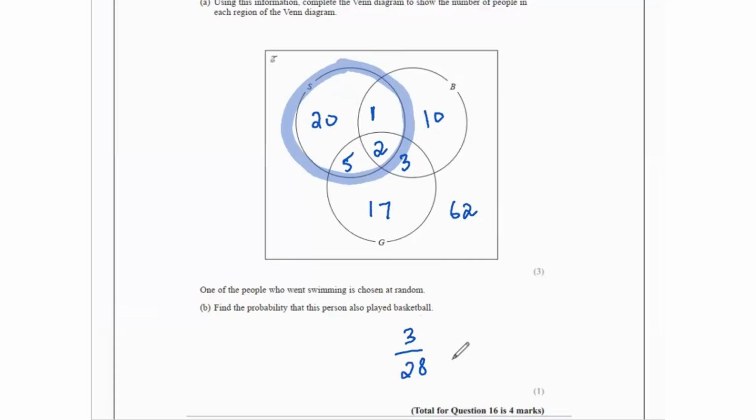When it comes to probability in a Venn diagram, you have to read your statements very carefully. If it says one of the people is being chosen randomly, that means he's being chosen from the entire universal set. But if it says that one of the people who went swimming is chosen at random, now they have restricted it.